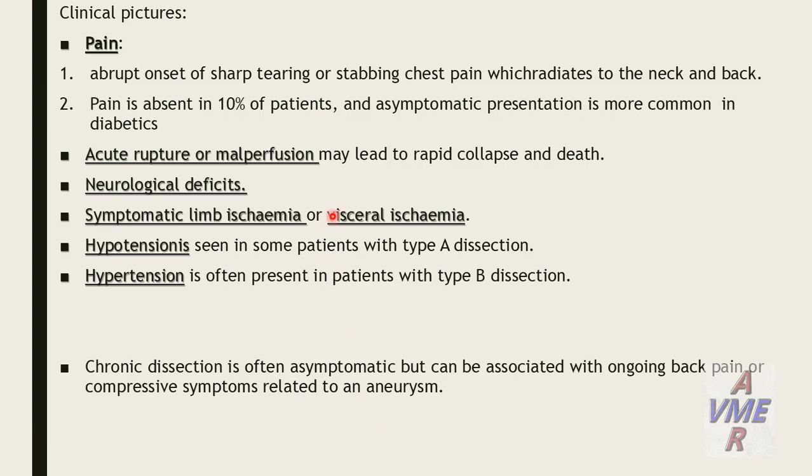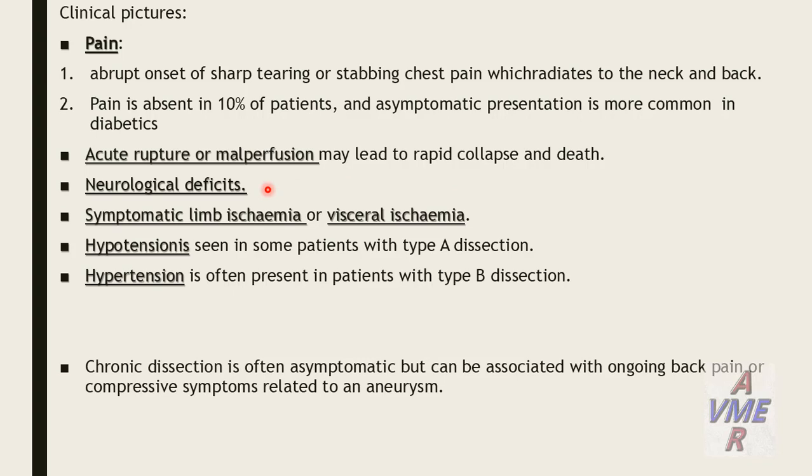The clinical picture for acute aortic dissection is pain: abrupt onset of sharp tearing or stabbing pain at the chest radiating to the back or to the shoulder. The pain is absent in 10% of diabetic patients. Number 2, acute rupture or malperfusion may lead to rapid collapse and death.